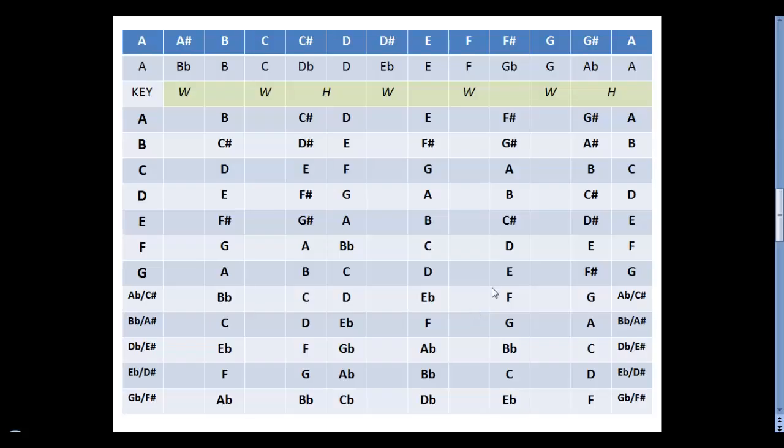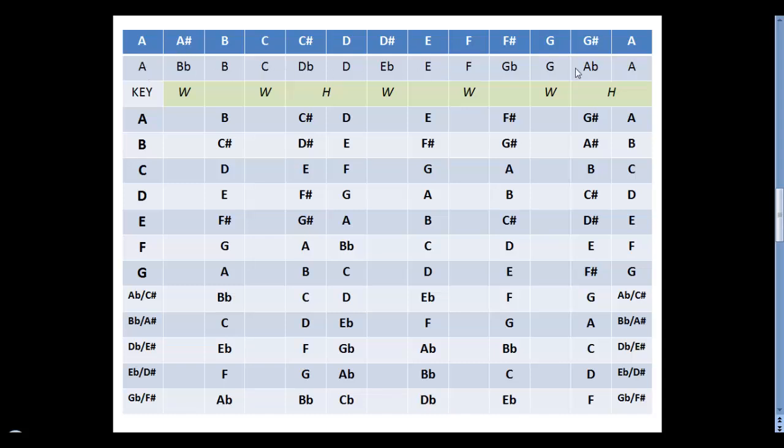Alright, now instead of having to memorize a chart like this, what we're going to do is use the Circle of Force. Now what's important about this chart is this. The top row is the chromatic scale. That's every note that we have available to us in Western music.